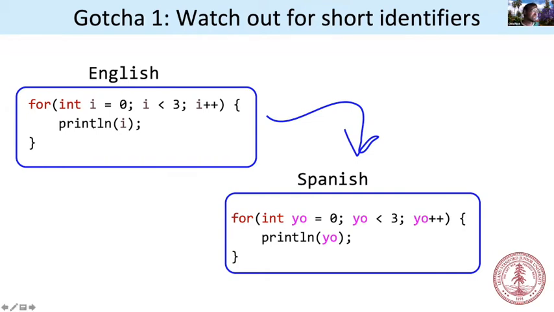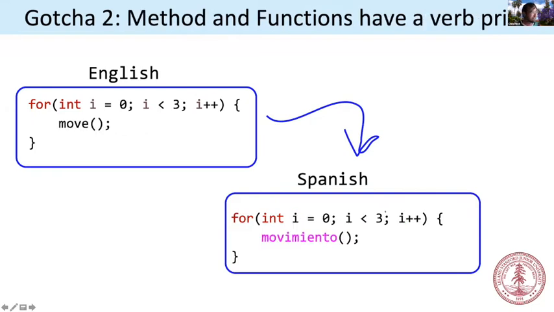A couple of side notes, a gotcha one. Hey, if you translate things like I, Google will think that means the personal pronoun I. So for those of you who speak Spanish, it's a little funny. It's like for I, Chris, equals 0, I is less than 3, I plus plus.